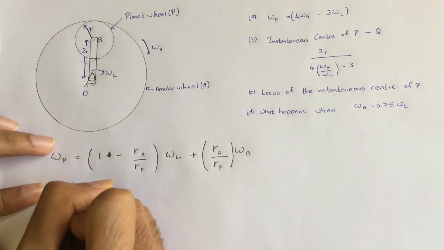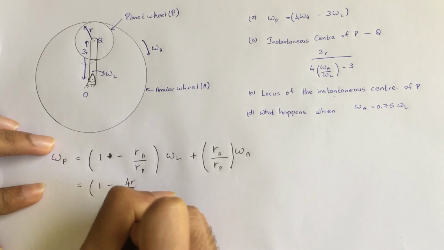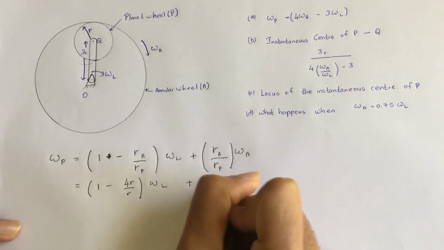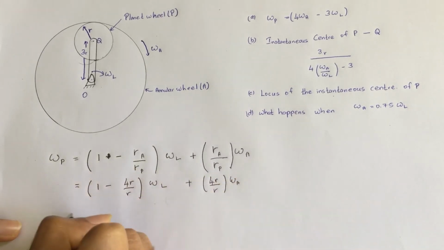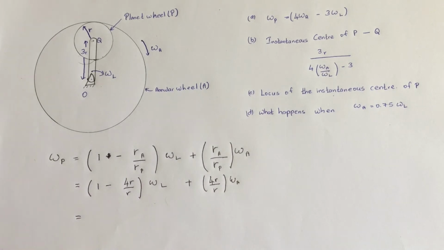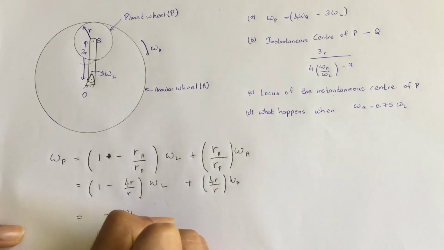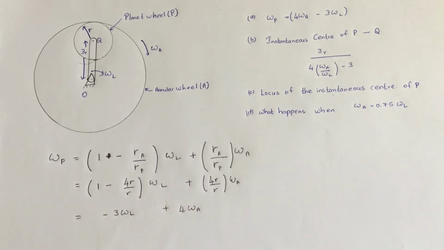So I'm going to directly substitute here. If I substitute, 4R over R omega L plus 4R over R omega A, I'm going to get the answer. So what would the answer be? Minus 3 omega L plus 4 omega A. So I have finished this.